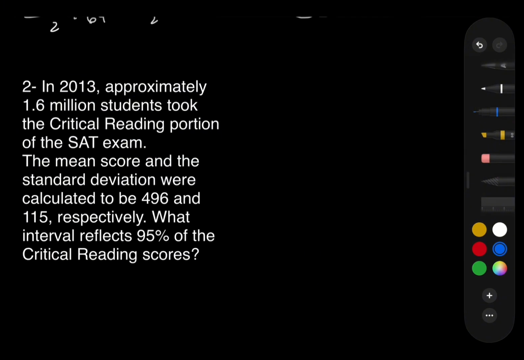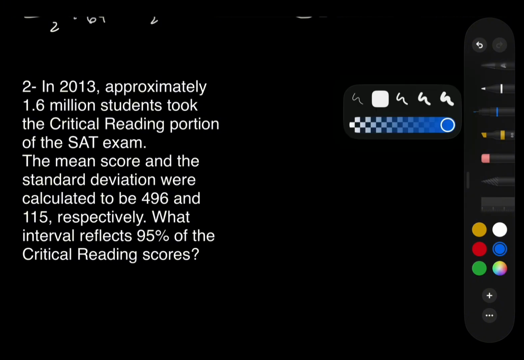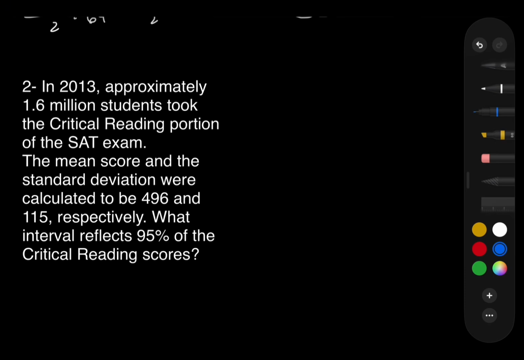In 2013, approximately 1.6 million students took the critical reading portion of the SAT exam. The mean score and the standard deviation were calculated to be 496 and 115 respectively. What interval reflects 95% of the critical reading scores? So the only information that really matters in this problem is the mean score being 496, the standard deviation being 115, and 95%. So if you write this down, the mean 496 and standard deviation 115. And it's asking for 95%, which is 2 standard deviations.